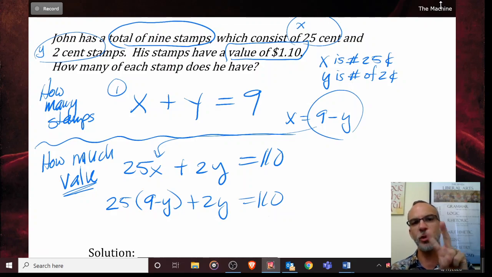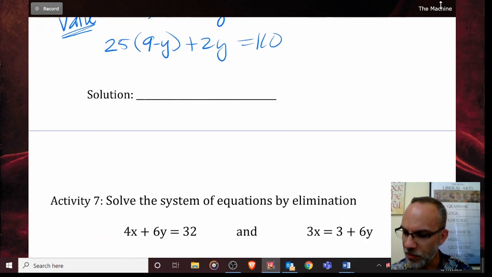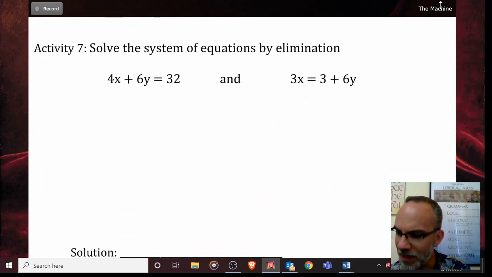Okay, good. So you need two equations. If you've got two variables, you need at least two equations to get a particular solution. You'll do more about that in pre-calc, but it's something to look forward to now. Now solve the system of equations by elimination.